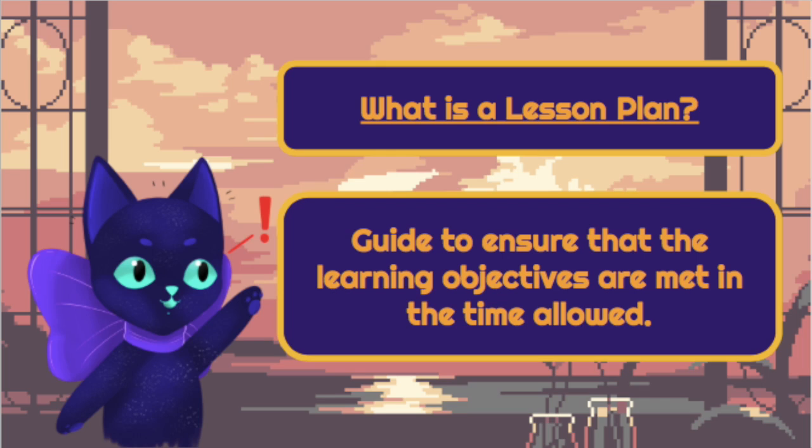A lesson plan is a guide to ensure that the learning objectives set for the students are met in the time allowed. Learning is dynamic. Throughout the class, students should be encouraged to ask questions and share ideas. Having a lesson plan allows you to speed up or slow down these interactions depending on the amount of time remaining.